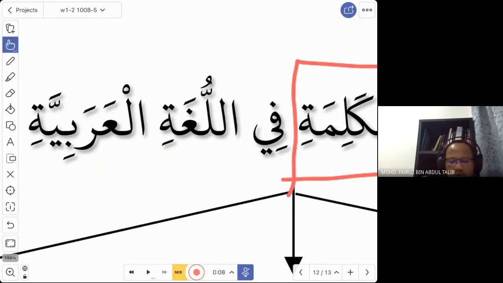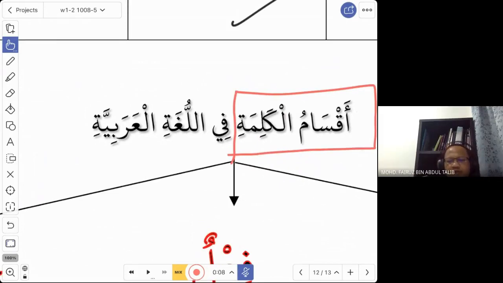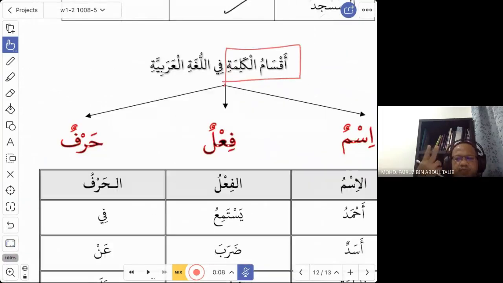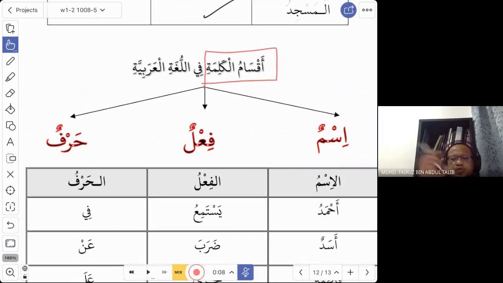So now we are going to look at the types of words in Arabic. In English, they call it parts of speech. In English, you have noun, verb, adjective, and a few others, right? So what do we have in Arabic? In Arabic, we only have 3 types of words. I will just go through them so that in the next classes you will be familiar with these words. Let's look at the 3 types.